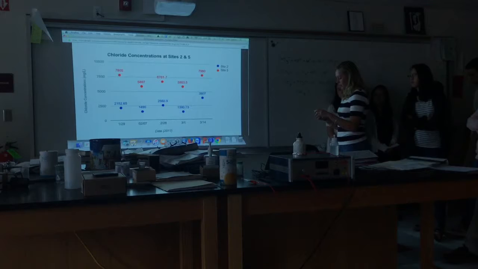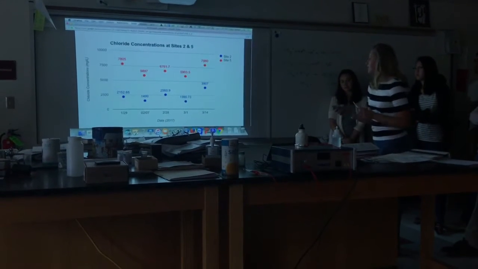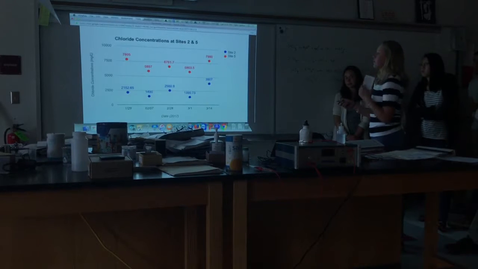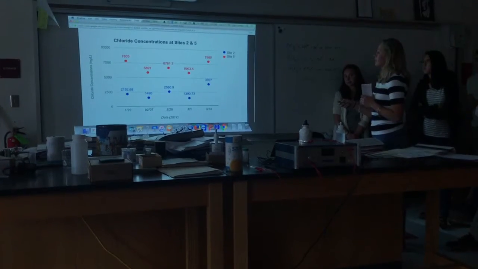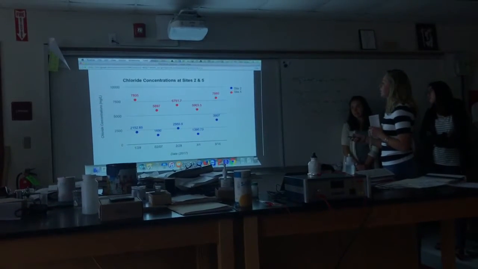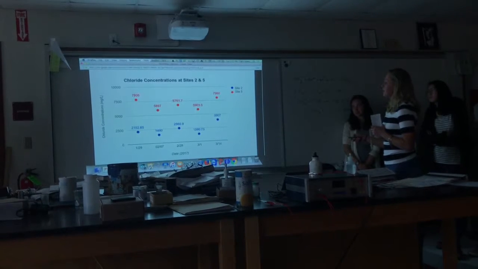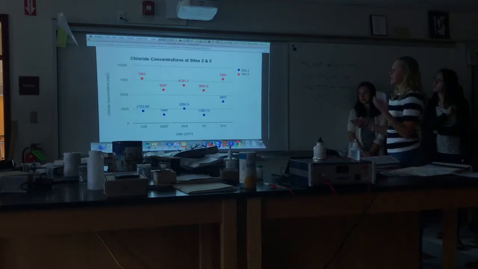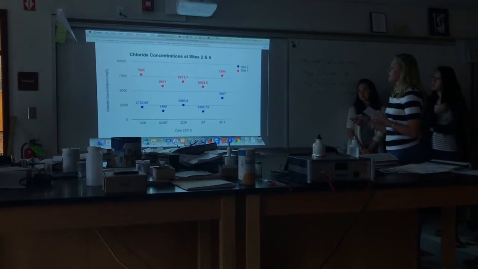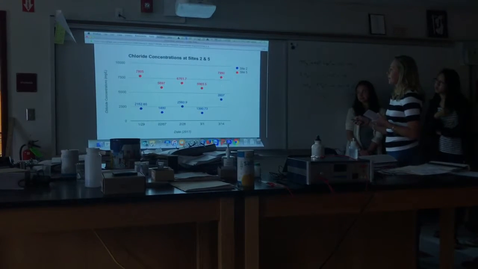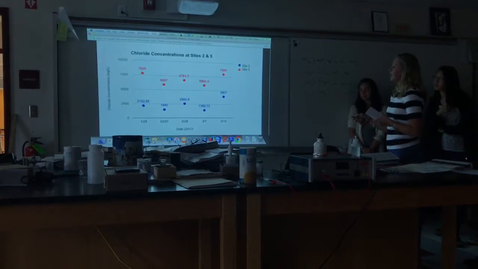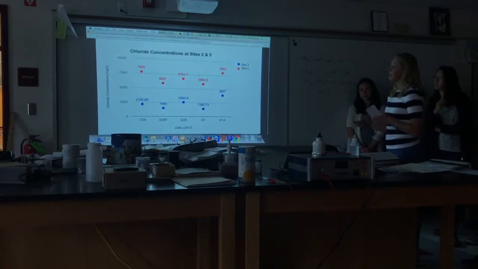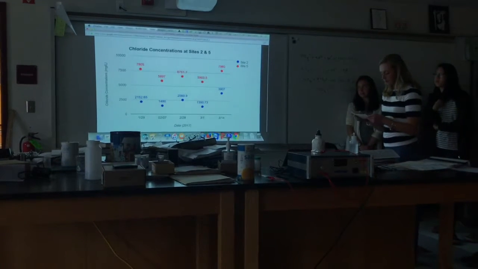So if we look at the graph, the red dots represent site 6, which is the Penobscot River, and site 2, which is the dairy farm. And we can see, similar to the graphs of Annalise, that when there was a large storm, the chloride concentration would be higher, and ultimately the chloride concentrations at site 6 were higher in general.